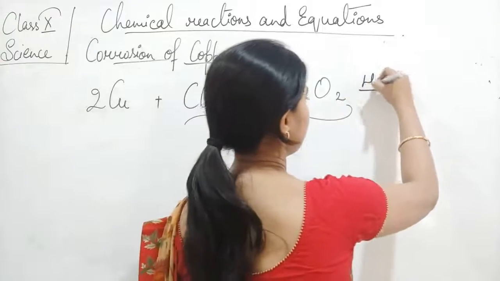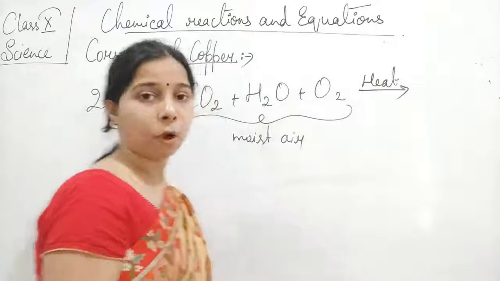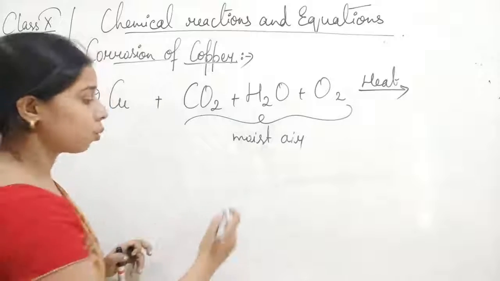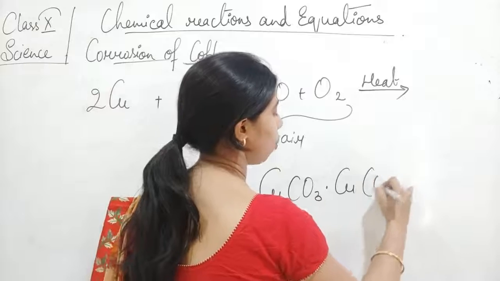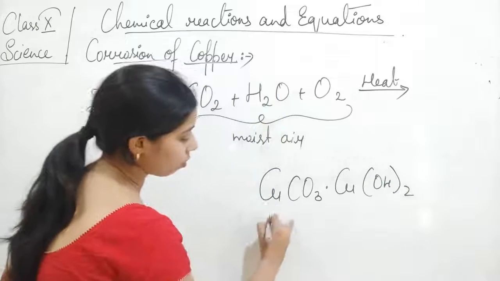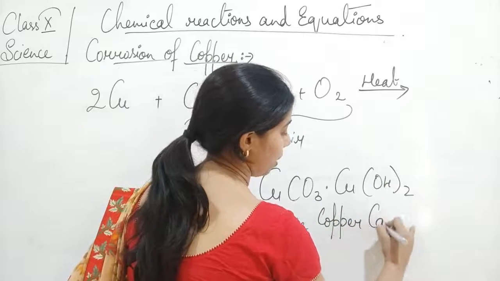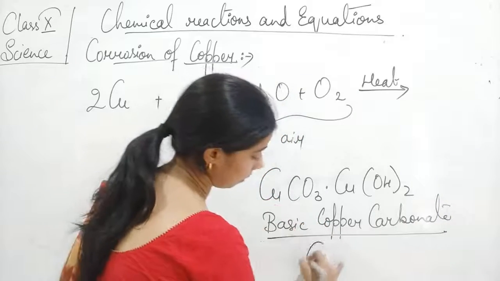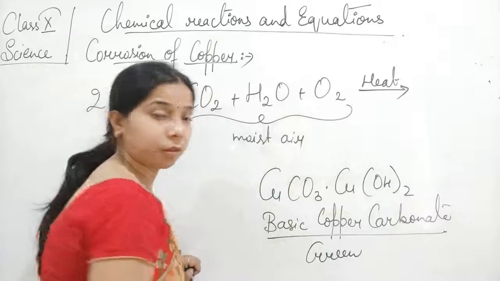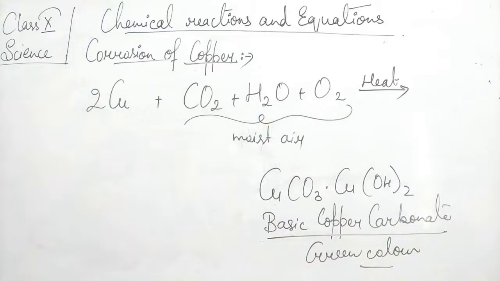Okay, so due to the presence of the light, due to absorption of the heat, there is a formation of the product. I am writing the product here, students. So the product is CuCO3·Cu(OH)2, which is also called basic copper carbonate, and this is green in color.